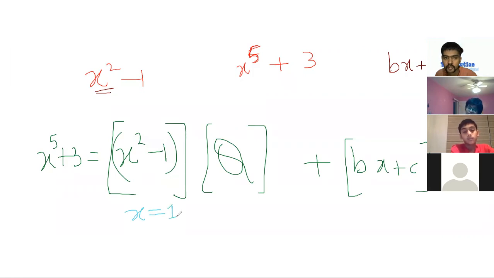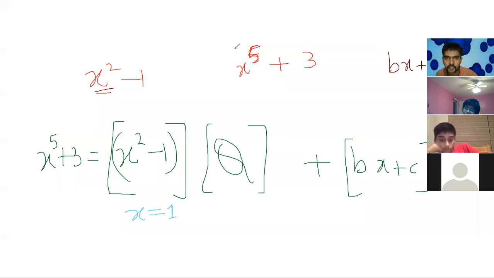So then I'll put x equal to 1, because at x equal to 1, this guy gets killed. And then the other guy gets killed because that guy got killed. So what is x power 5 plus 3 when x equal to 1?